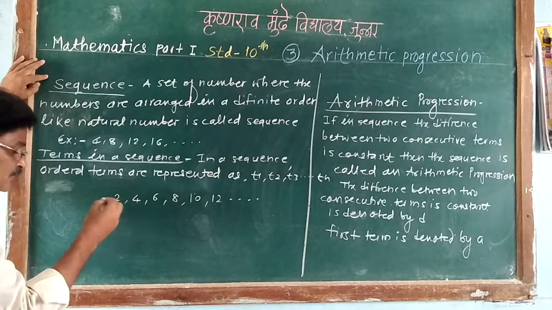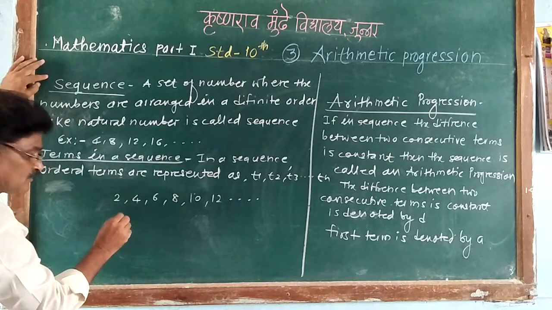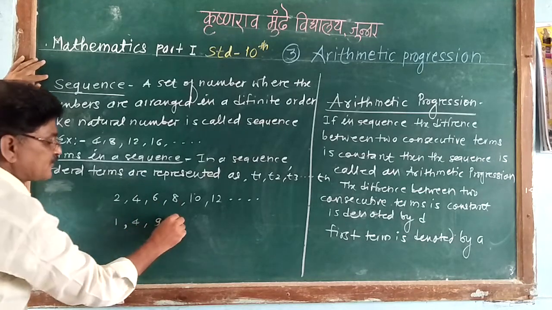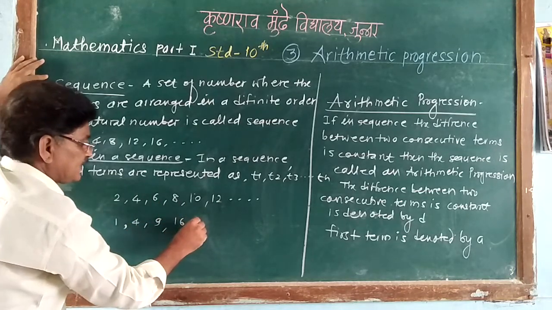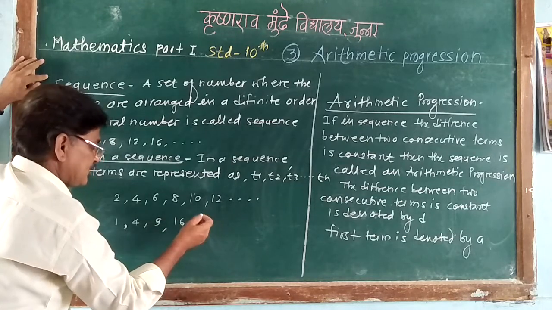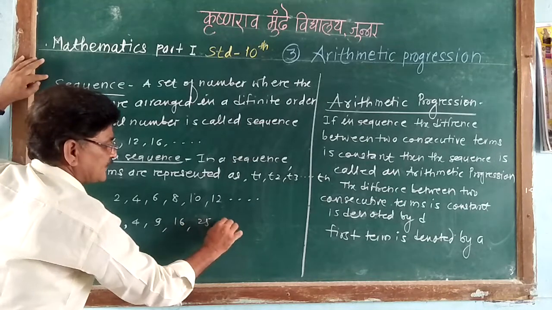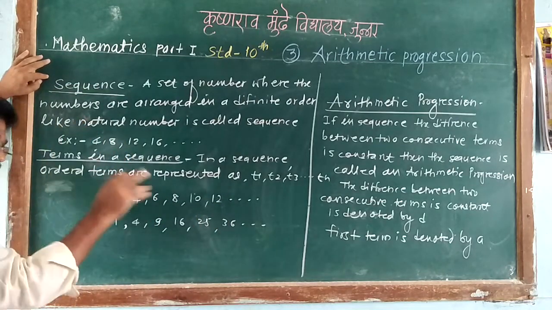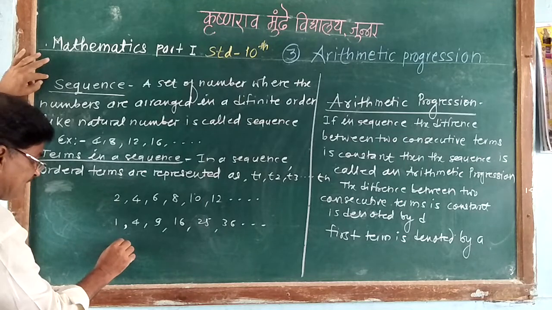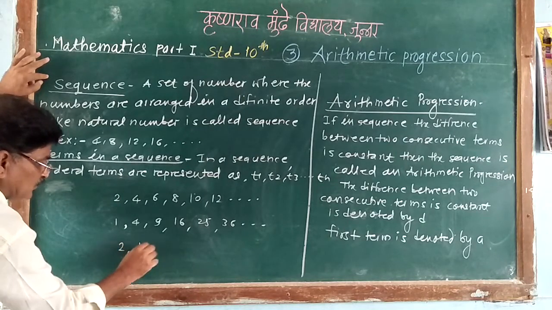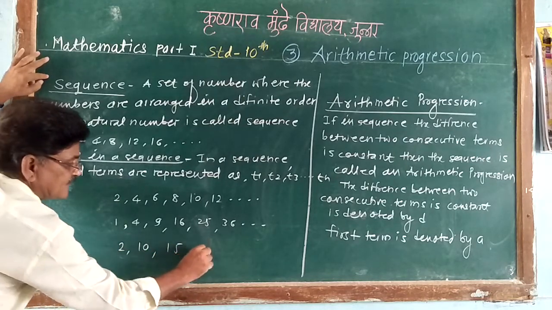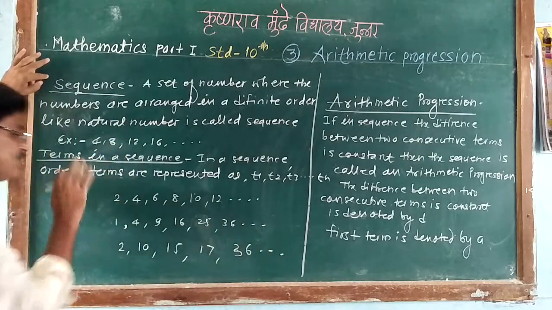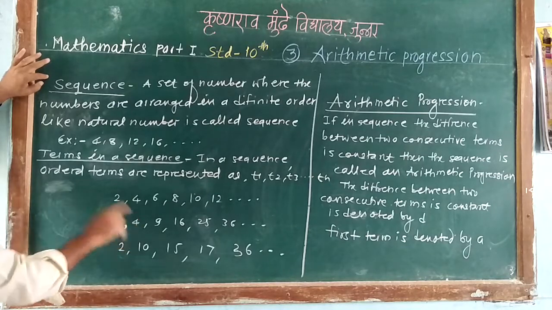1 square is equal to 1, 2 square is equal to 4, 3 square is equal to 9, 4 square is equal to 16, then 25, 5 square, 6 square, 36. These are the numbers. In these numbers also there is some rule, but in these numbers 2, 10, 15, 17, 36, there is no rule.